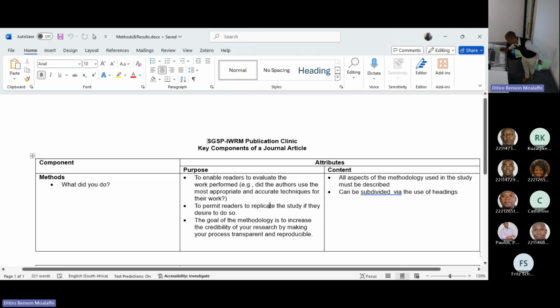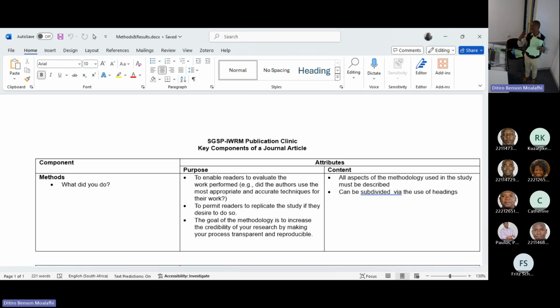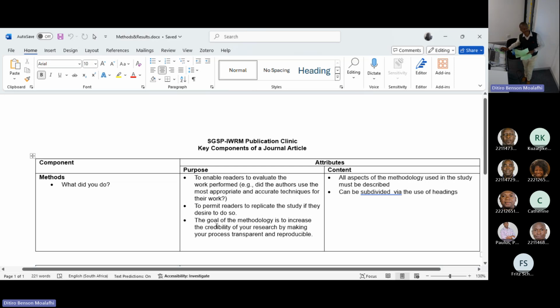The purpose of the methodology section is also to permit readers to replicate the study if they desire to. Transparently stating your approaches is very good, so that anybody can take your methodological approach and replicate your study. That's what should direct your formulation of the methodology. The goal of the methodology is to increase the credibility of your research by making your processes transparent and reproducible. That should be the essence of the methodology.